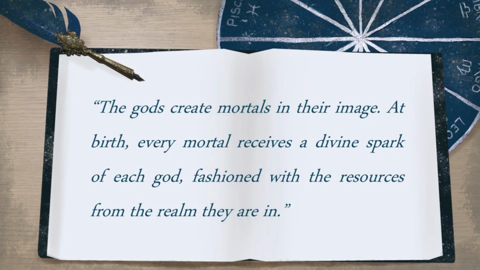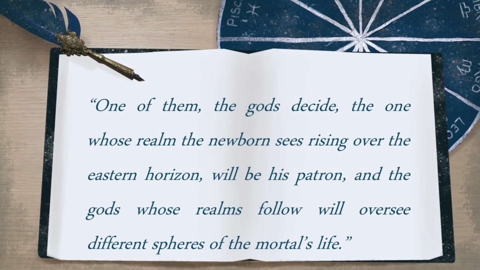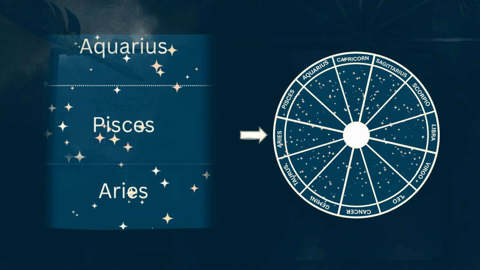The gods create mortals in their image. At birth, every mortal receives a divine spark of each god, fashioned with the resources from the realm they are in. One of them, the gods decide, the one whose realm the newborn sees rising over the eastern horizon, will be his patron, and the gods whose realms follow will oversee the different spheres of the mortal's life.